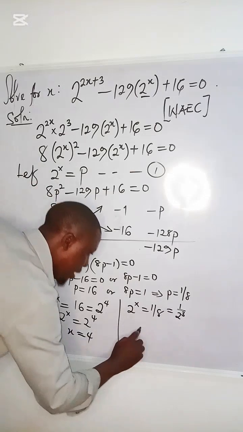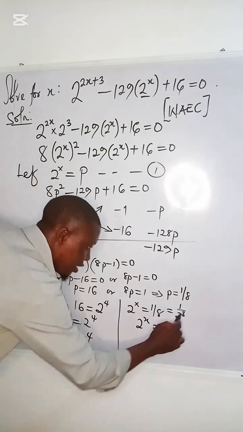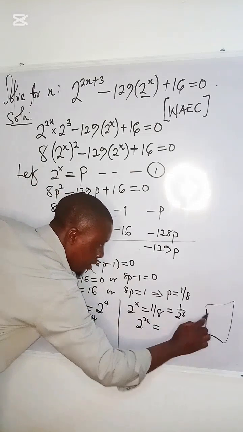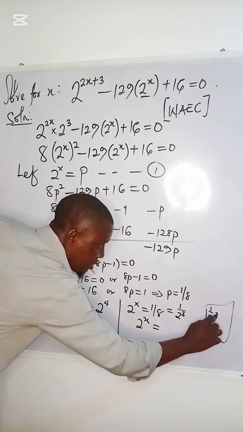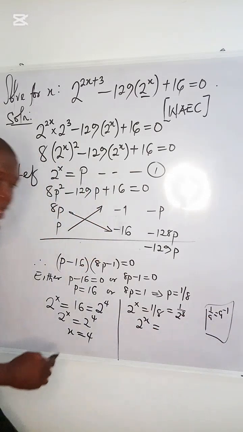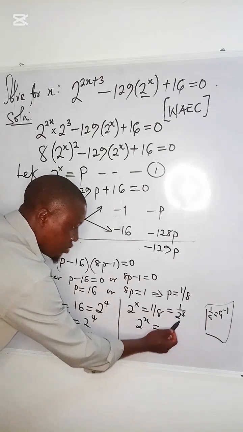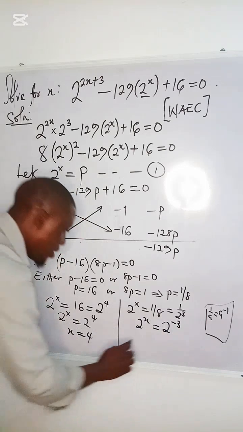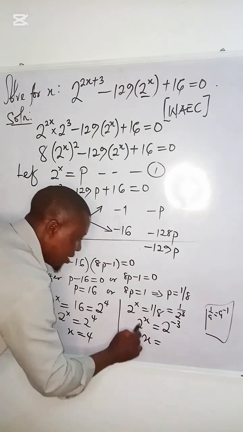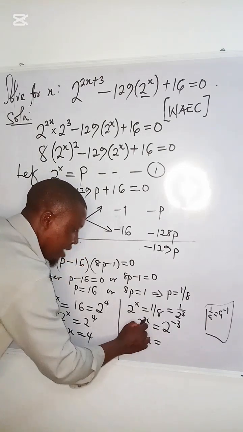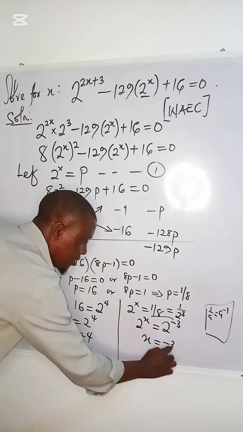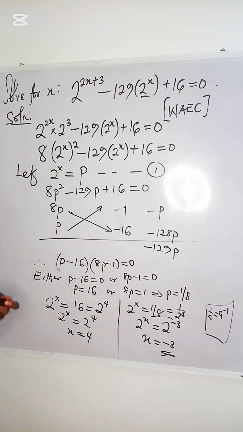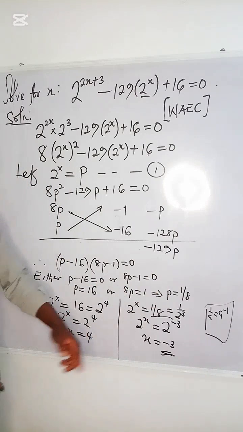Now here, make sure you make them balance. If you have something like 1 over a, it can be written as a raised to the power negative 1, okay? So that means that 1 over 2 raised to the power 3 can be written as 2 raised to the power negative what? 3, right? So that means that x can be written with the same base, right? That means x is equal to negative what? 3. So the values of x are 4 and negative 3.